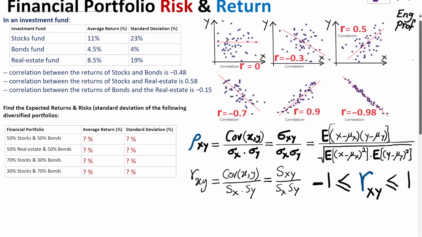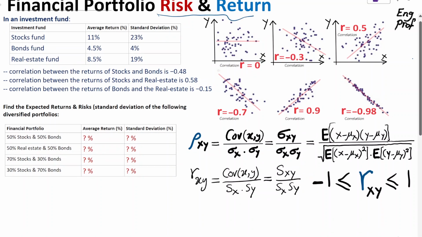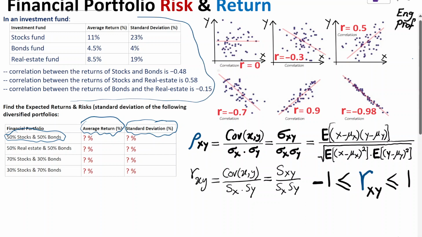An example of financial portfolio risk and return analysis is presented here. We want to see if we form a diversified fund of 50% stock and 50% bond, what would be the average return and the risk, in terms of standard deviation, of this diversified portfolio, given the information that I'm going to walk through.